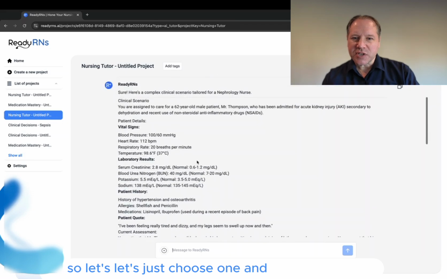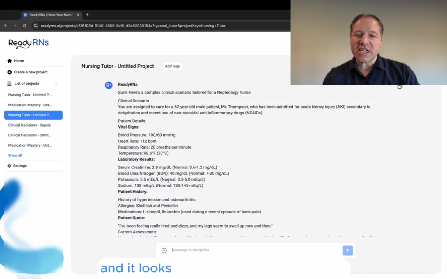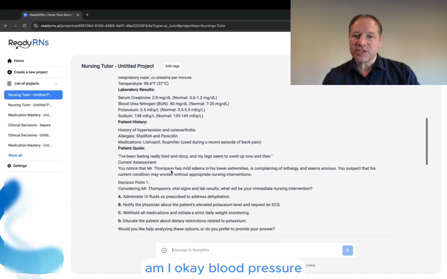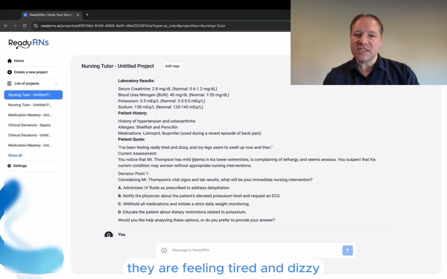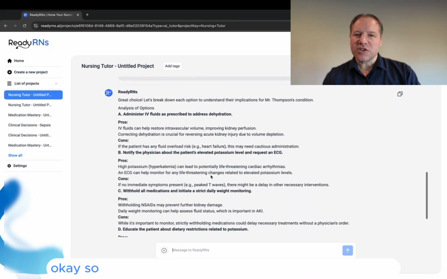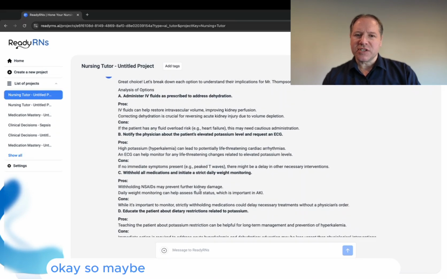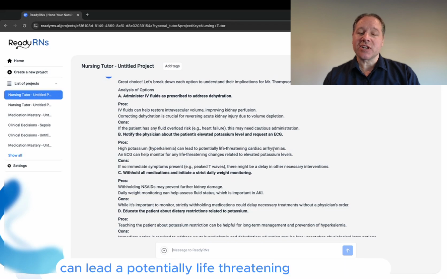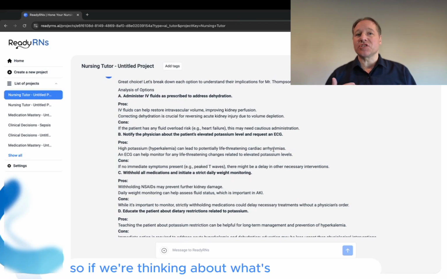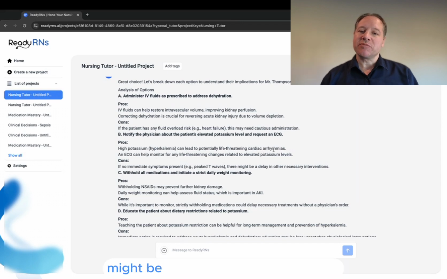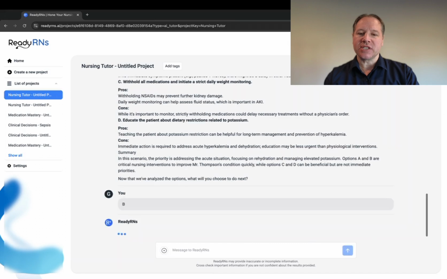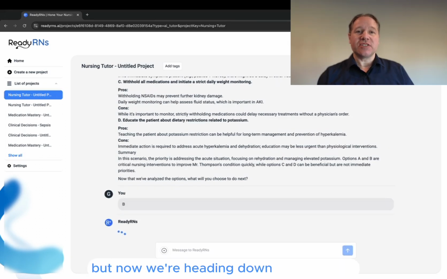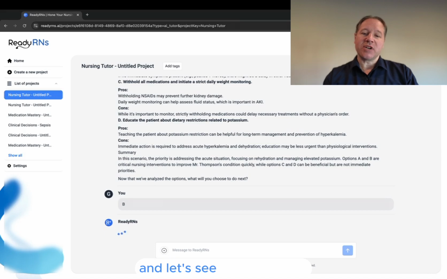And let's actually go up and see. It looks like a pretty high potassium, semi-okay blood pressure. They are feeling tired and dizzy. Okay, so maybe we are concerned about that potassium. Maybe we are concerned about their heart. High potassium can lead to potentially life-threatening cardiac arrhythmias. So if we're thinking about what's critical right now, I might be concerned about their heart. Let's go notify the physician about the potassium level and get an EKG. So now we're heading down this pathway, and let's see what happens.